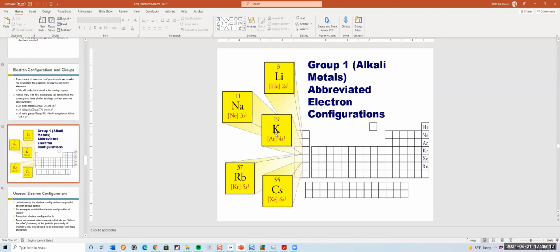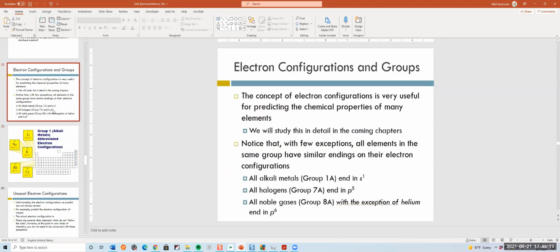There's a lot of commonality because of those electron configurations. Remember, bonding is all going to be about the electrons, so that's important. All the halogens end in p5. All the noble gases end in p6 except helium. Helium is the only exception for a lot of these things. It ends in 1s2, that's all.